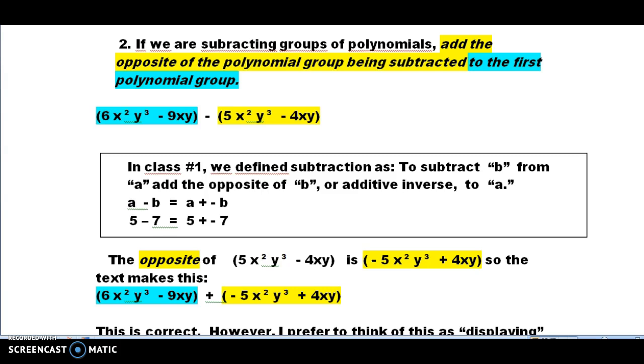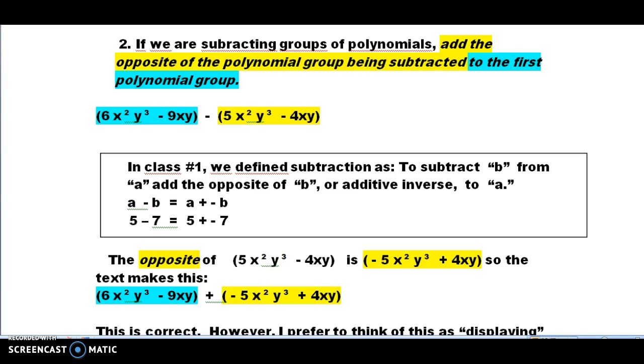So in class number one, we defined subtraction as, to subtract B from A, taking the opposite of B and then adding it to the A. So A minus B became A plus negative B. 5 minus 7, the opposite of 7 is negative 7, and we add that to the 5, so it becomes 5 plus negative 7. So what's being subtracted is 5x squared y cubed minus 4xy.